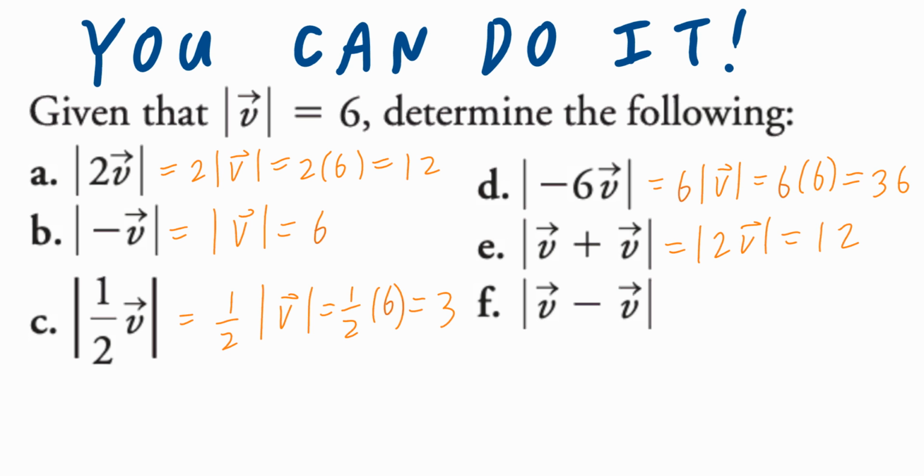Last but not least, part F, the magnitude of vector V minus itself. And again, when you think about any vector, adding the negative of its own vector, or vector V minus vector V, that's going to equal a zero vector. And of course, the magnitude of a zero vector equals 0. I hope this makes sense.